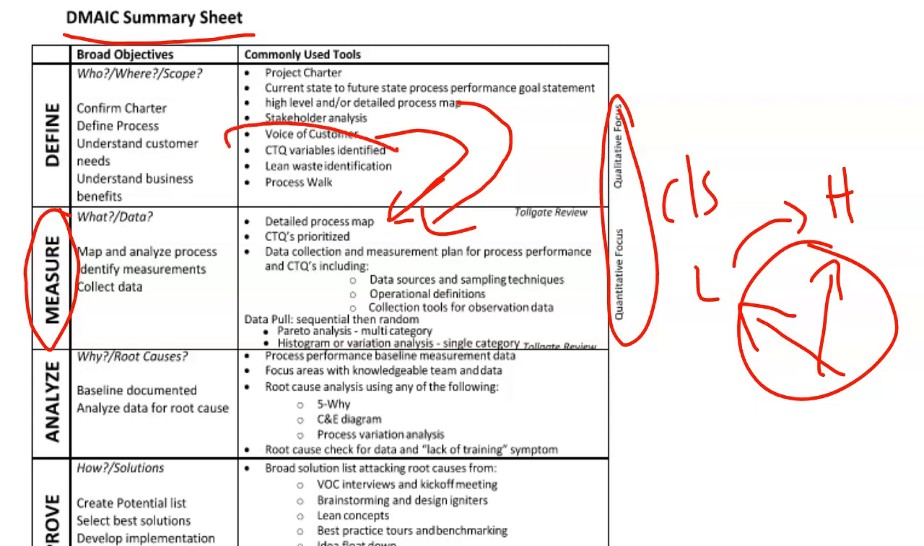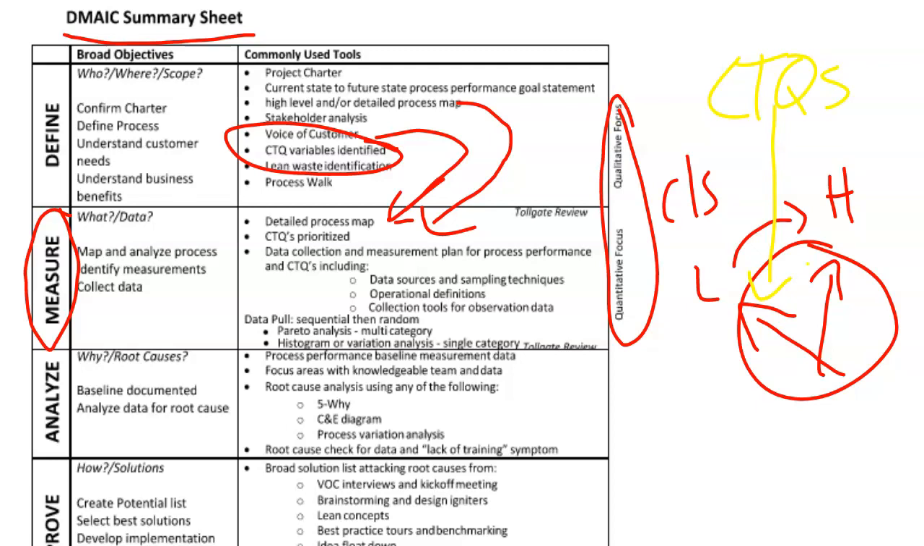In the define phase, we create a big list of critical to quality variables, are the variables that are pushing against the needle of performance. They're not the measurement of our low performance, but they are the variables that contribute to low or high performance. And we want to know what they are.